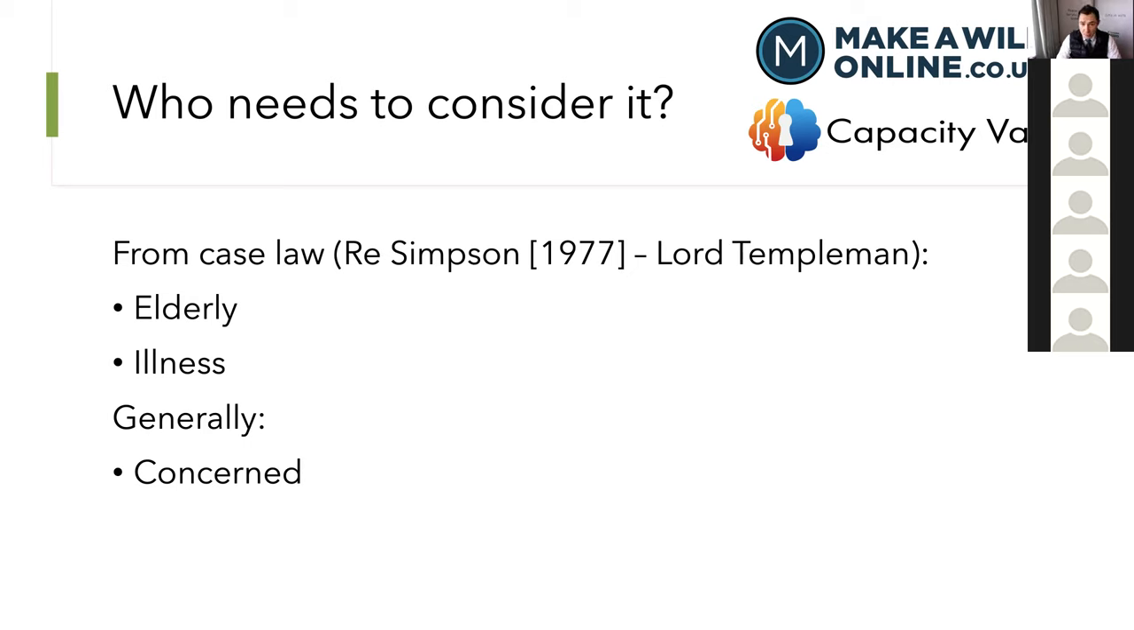So from your perspective, you need to be covering everybody who may be considered as being elderly, even if they do not consider themselves as elderly themselves. Everybody who has had a serious illness, even if you might not know that they have had an illness, but it may not be obvious at all. And anybody who may have a challenge to their will, and you do not know what people's family backgrounds are and who might be waiting in the wings.